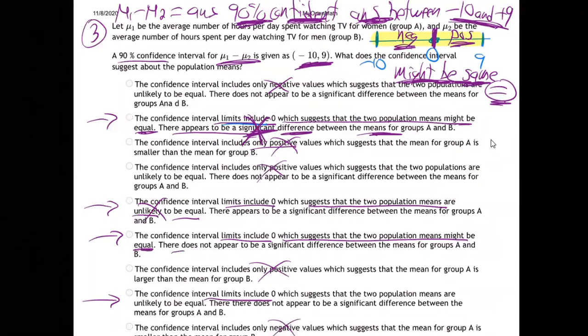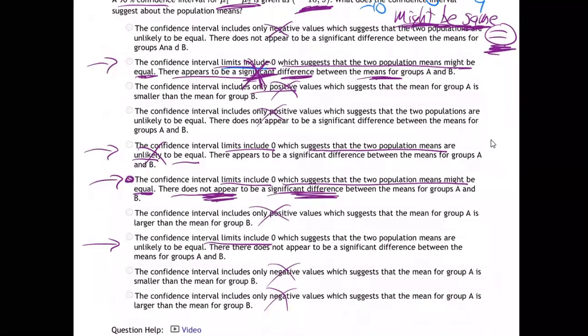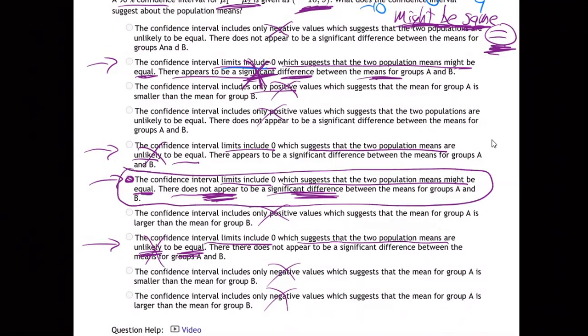Yeah, so far so good. There does not appear to be a significant difference. Yes, that's our baby. There does not appear to be a significant difference, right? They might be the same. There's not a big difference. What's wrong with this? Well, double check. It's always good to make sure you know all the other ones are wrong. Which suggests that the two population means are unlikely to be equal. No, they might be equal. There we go. Out of 10 options, there's our baby. Does that make sense?